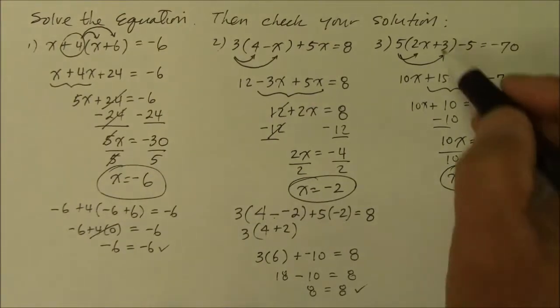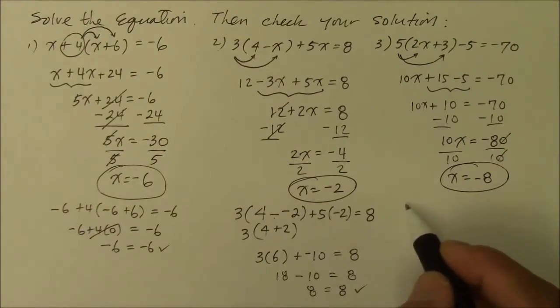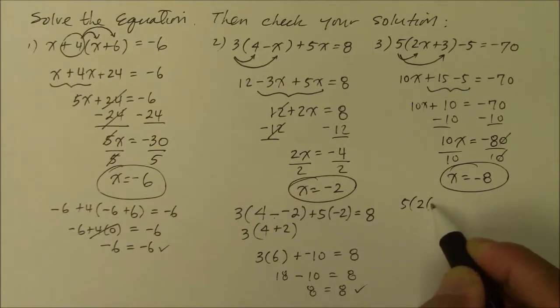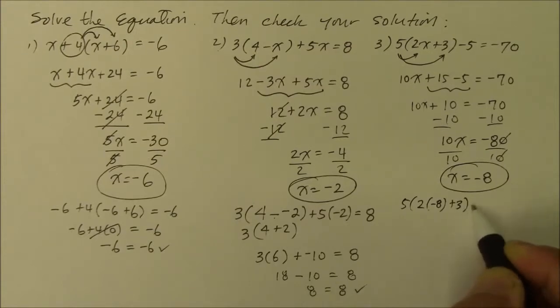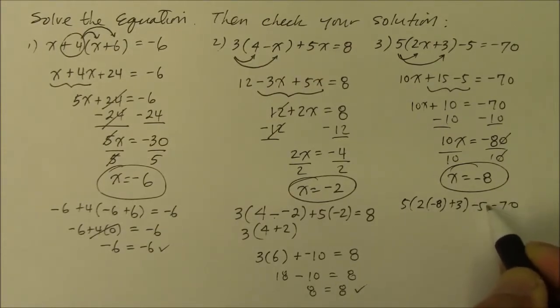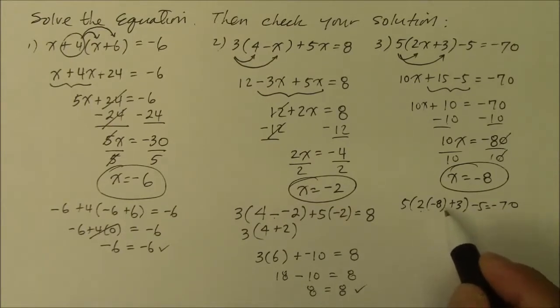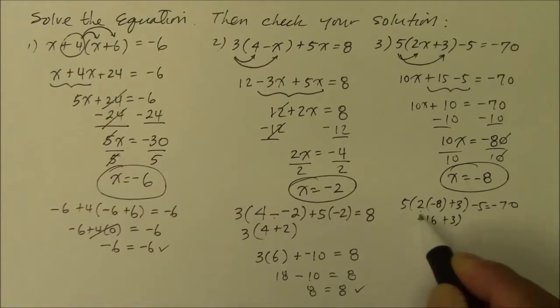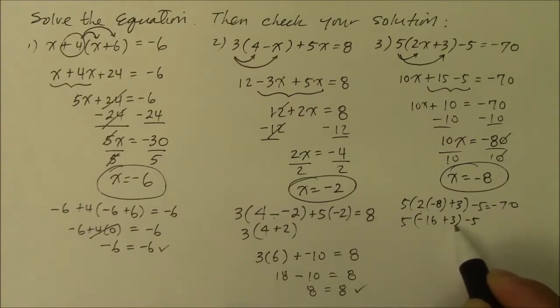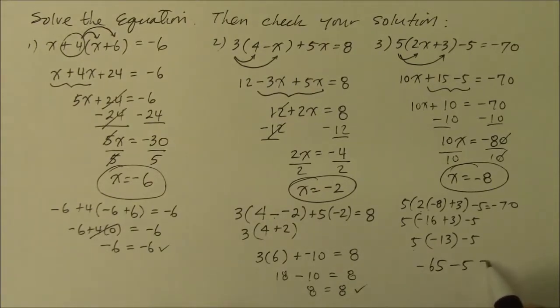To check, substitute it back into the 2x right there. So 5 times 2 times negative 8 plus 3 minus 5. Does that equal negative 70? 2 times negative 8 is negative 16 plus 3. Negative 16 plus 3 is negative 13. 5 times negative 13, because multiplication comes first in the order of operations. That's negative, what is that, 65? Minus 5 equals negative 70.